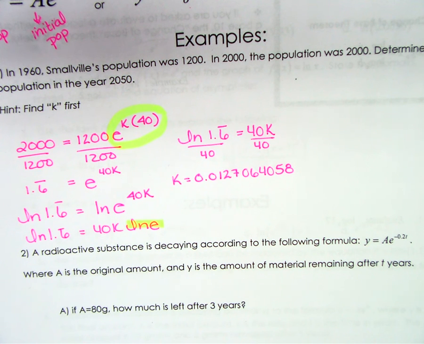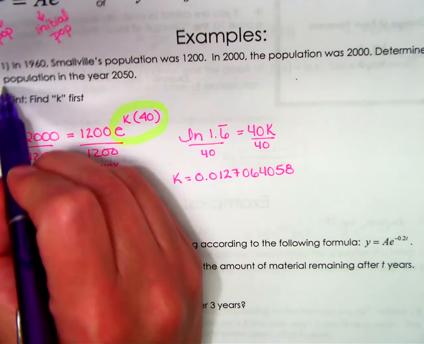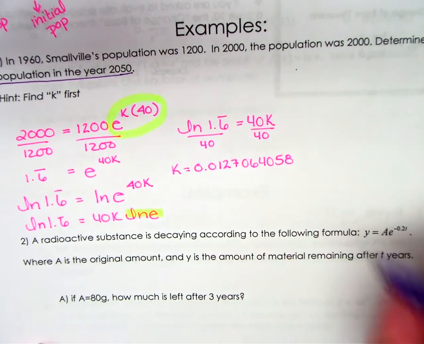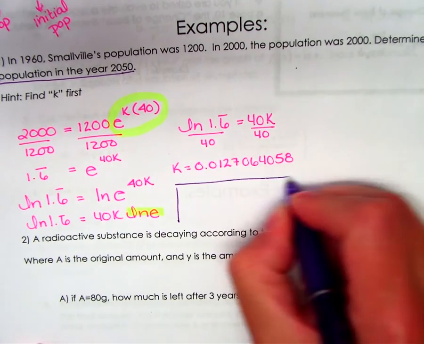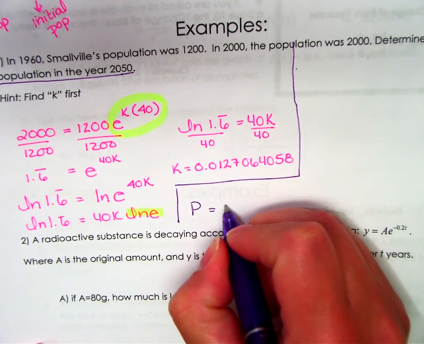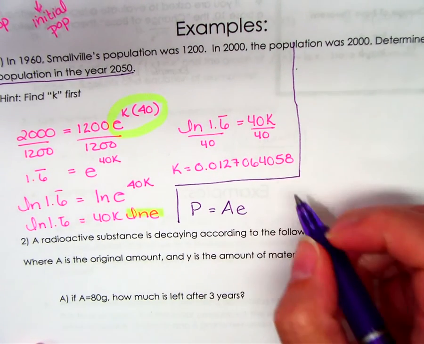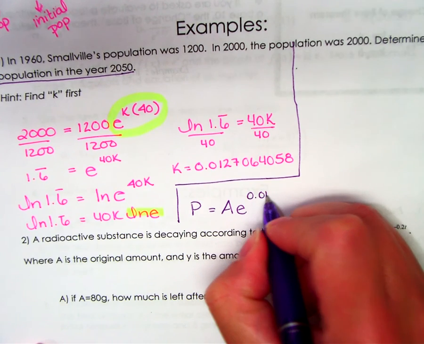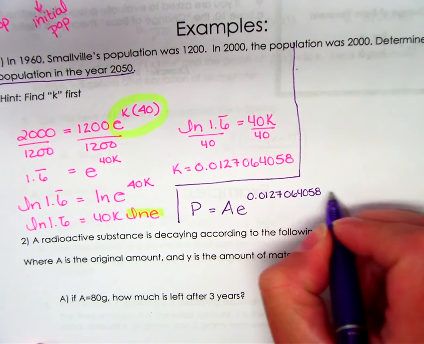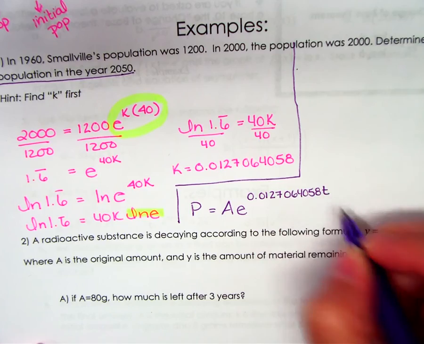We have not answered the question though yet. Right? So all we had to do was find the coefficient K first. So now we're going to actually answer the question, which is what is the population in the year 2050? So now my formula changes to P equals A e to the kt. What do I know K is? 0.01270640058, or use the one that you did, times T.